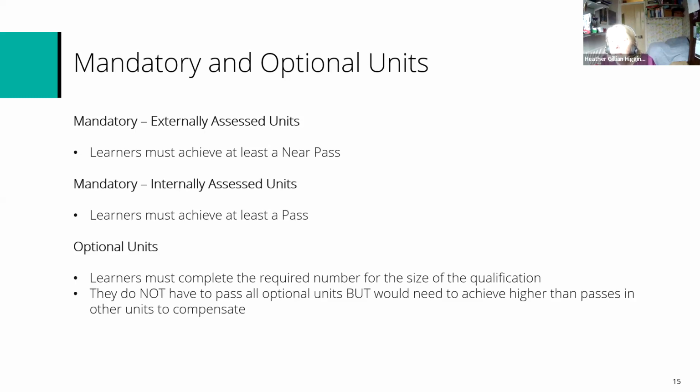Optional units. Learners must complete the required number for the size of qualification. Yes, I know I've said that before, but it's so important. They don't have to pass all the optional units, but say they didn't pass Unit 5, for example, they need to achieve higher than a pass in all the other units they take in order to compensate. In other words, if learners have had a resubmission and then a retake, and they've still not got CP4, they would have to get merits in everything else in order to gain certification. It seems harsh, I know, but those are the regulator rules.